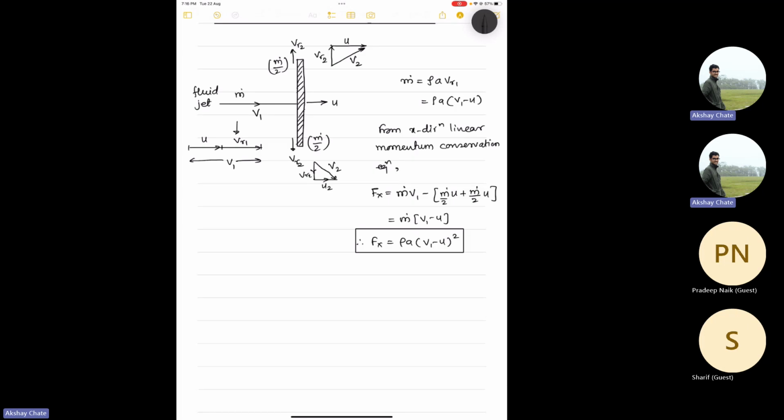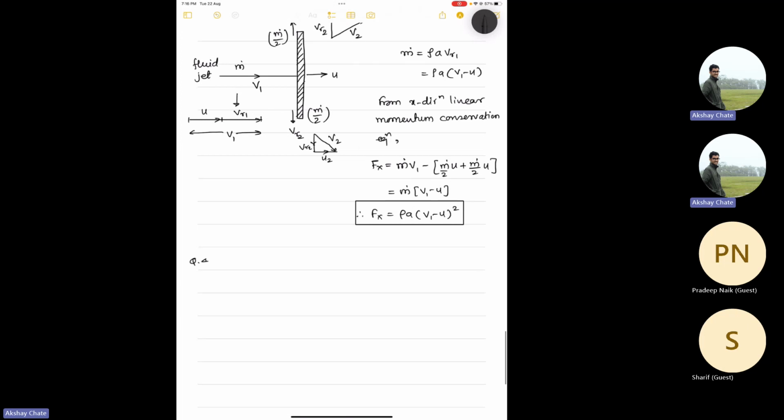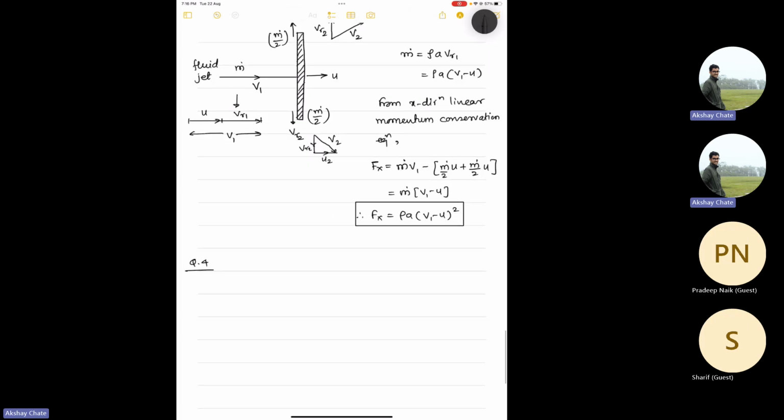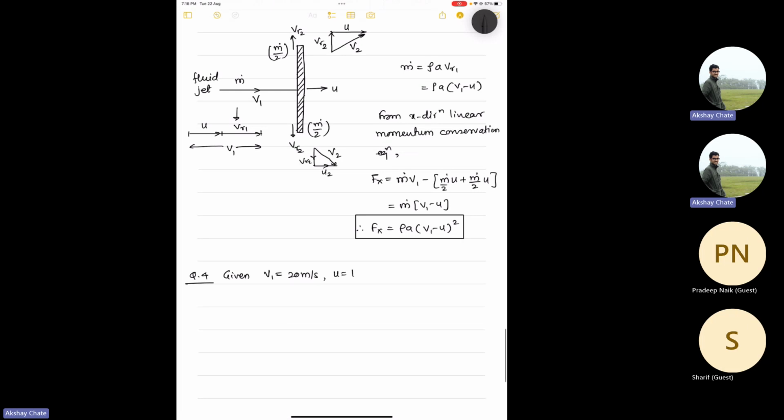I think this is a very old question, but anyway, I'll give you the question details. This will be the fourth question. Same setup. There is a jet coming and hitting a flat plate which is moving at some velocity. So this is a GATE question. I'll just give you the values because the diagram is the same. V1 was given as 20 meter per second and the plate was moving at 10 meter per second. The cross-sectional area of the jet was 0.01 meter square and it is water, so density was 1000. And find the total force exerted by the jet on the plate.